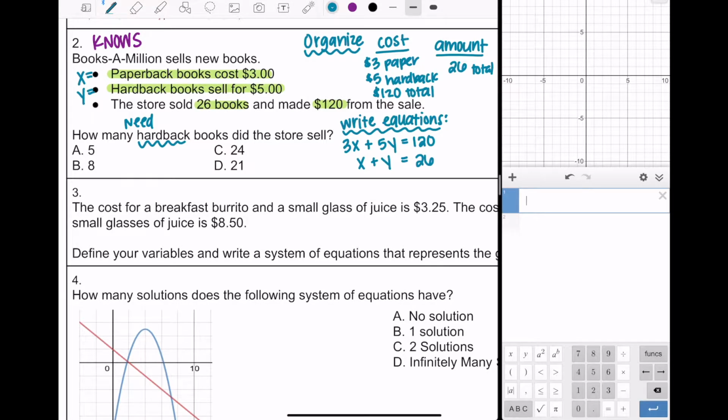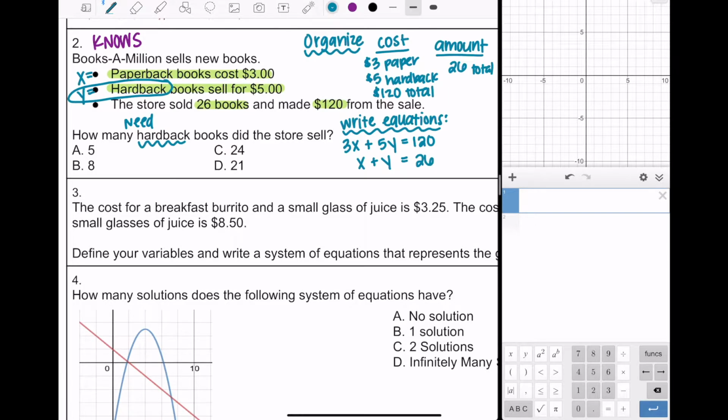Now we need to find how many hardback books that is. So we need to find the solution. The number of hardback books, that is Y. So we really need to find the number of hardback books, which is the Y value of the solution.